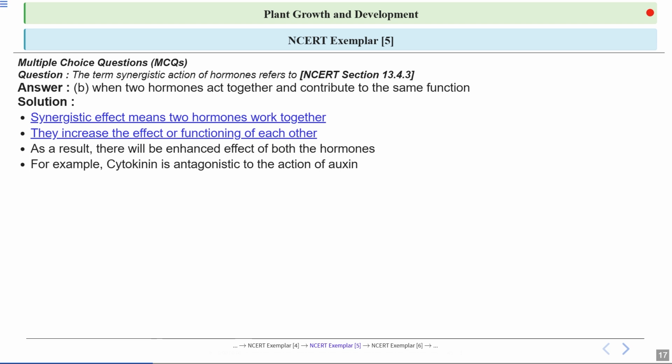Now, if you see the example, cytokinin is antagonistic to the action of auxin. So there is a synergistic effect we see in the case of plants, okay, but there are some antagonistic effects as well. The cytokinin is showing the antagonistic effect to auxin. Auxin is promoting the apical dominance, whereas the cytokinin promotes lateral dominance. So other options like A, C, D are stating incorrect statements. The correct one is given in the B statement, right?